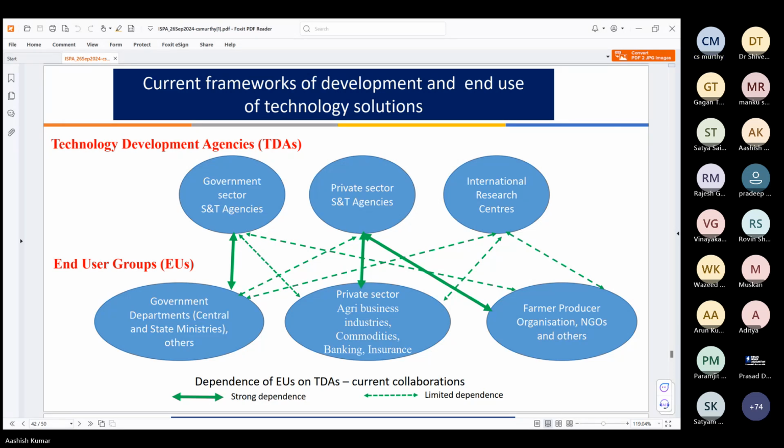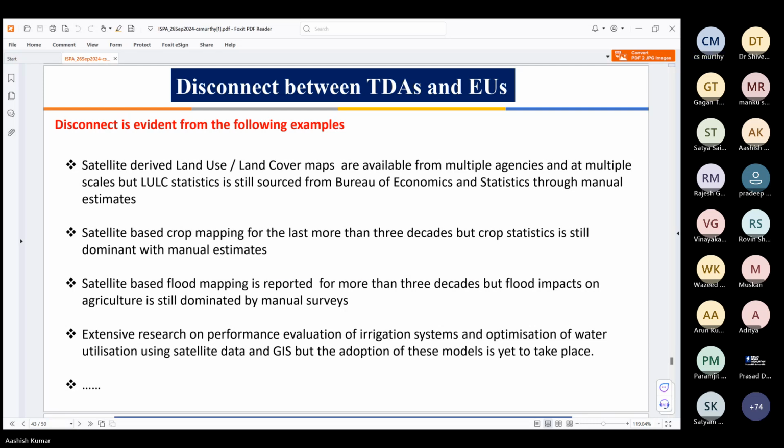Next, please. I can say that there is a disconnect between TDAs and end users. This disconnect is evident from the following facts.